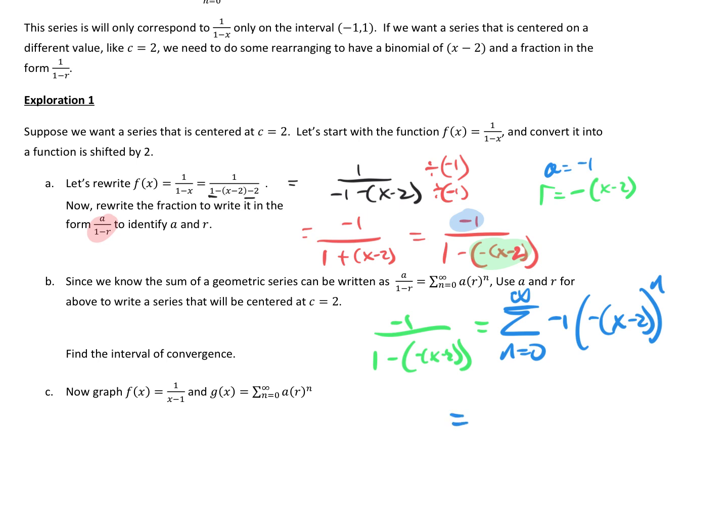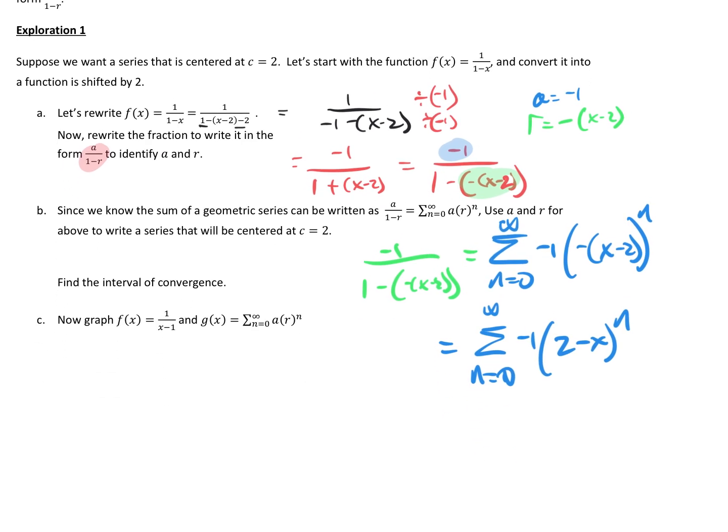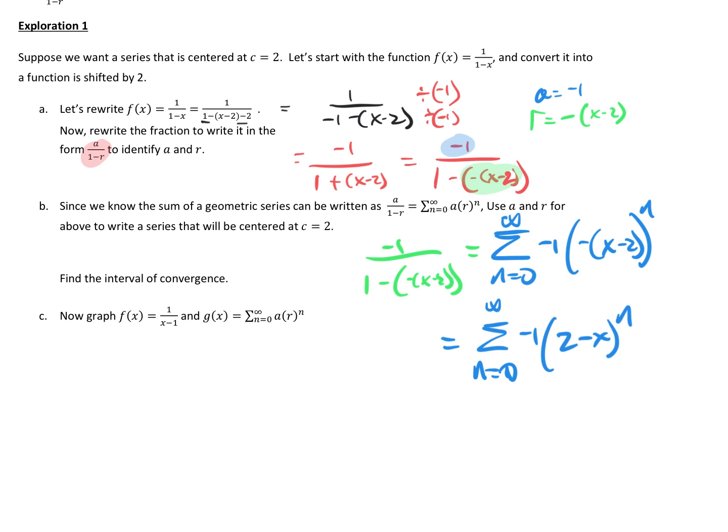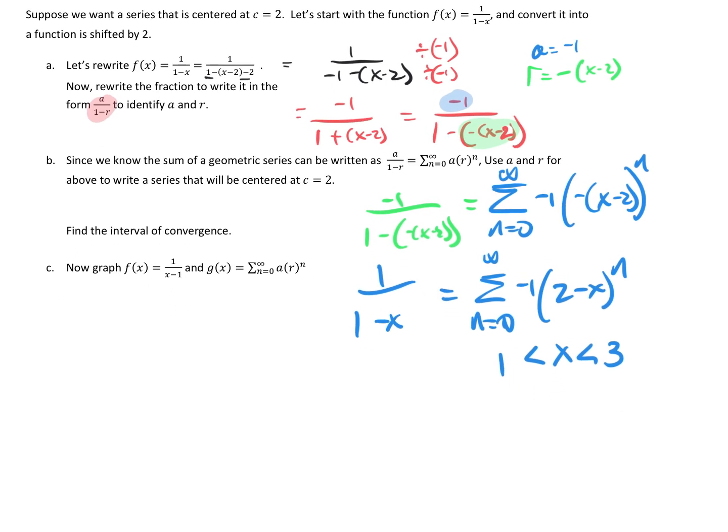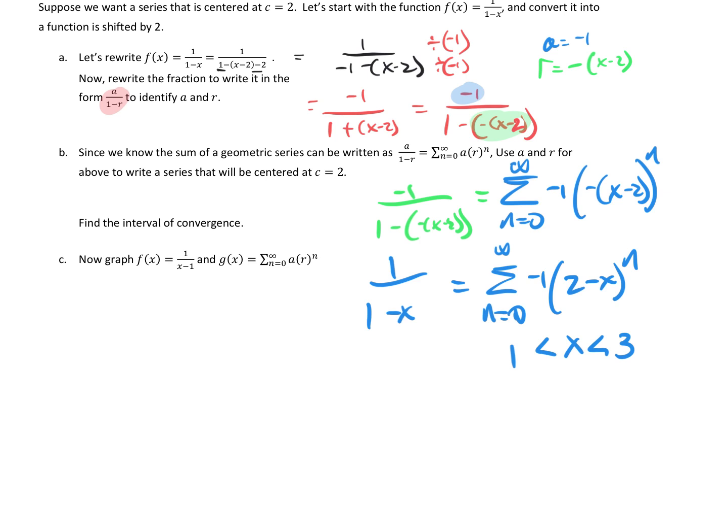And if we wanted to clean this up a little bit more, we could say this is the sum from 0 to infinity of negative 1 times, well, let's distribute that negative. This will be 2 minus x. A little cleaner looking. All right, so there we have it. So this should match 1 over 1 minus x for x within a radius of, it's going to be centered at 2. It's going to be less than 3 and greater than 1. Okay, so we're going to have a radius of convergence of 1 centered at 2. So see how 2 is at the center here.